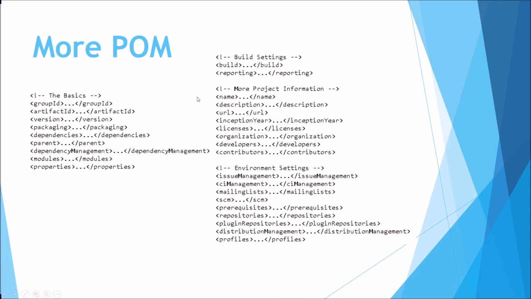Project information, right? Name of the project, description, URL, when was it made, license, organization, developers. As you can see, Maven can store a lot of information for that. Environment settings, our issue management, mailing list, the SCM, that's our SVN or Subversion, prerequisites, repositories, repos, plugin repos, distribution management, and then finally profiles. And remember how we talked about how profiles can be activated using certain commands, and then it can be activated in the settings.xml file in the Maven configuration directory for our global settings file, and then again under .m2 for our user specific settings, and how Maven combines both of those files.